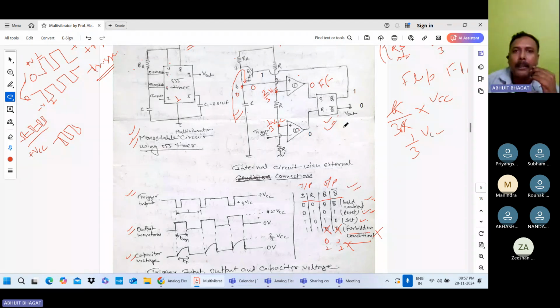Now, so far what have we seen? When we are not providing a trigger pulse, your output is zero, okay, and the voltage across the capacitor is also zero. We discussed this part. Is it clear? If you do not provide the trigger pulse, output is zero and capacitor voltage is also zero. Is this point clear up to here?